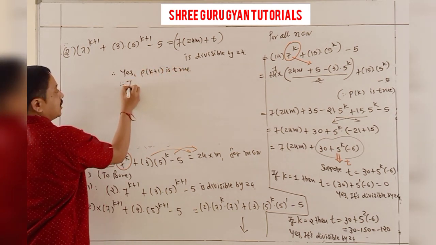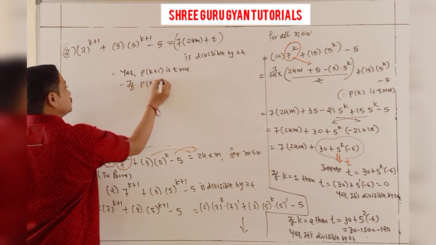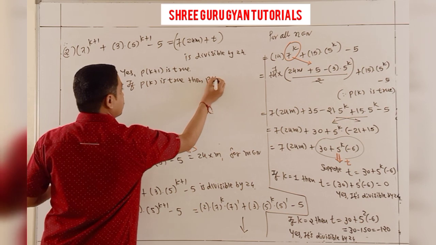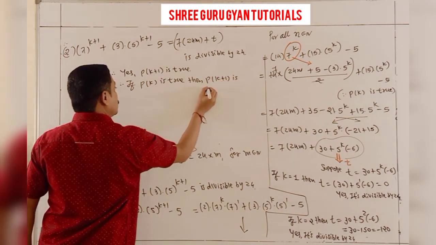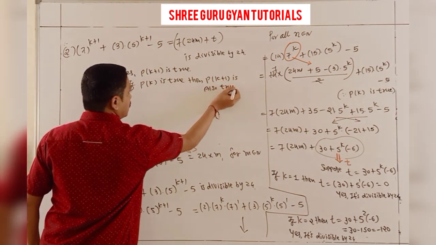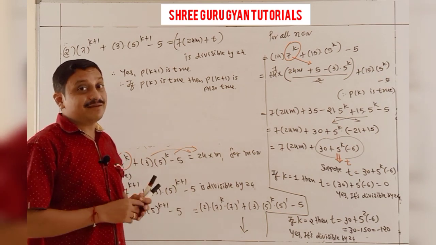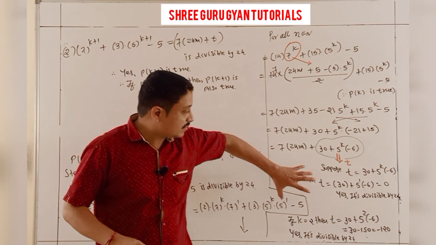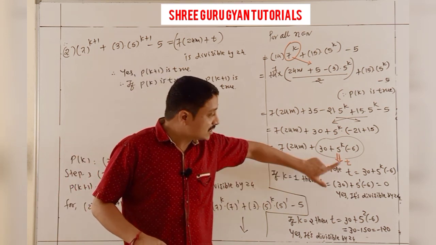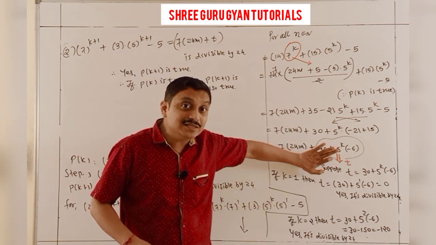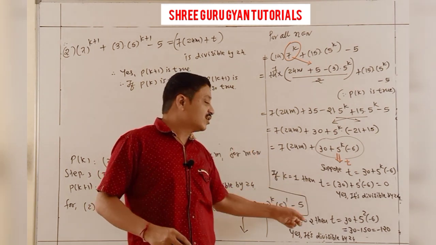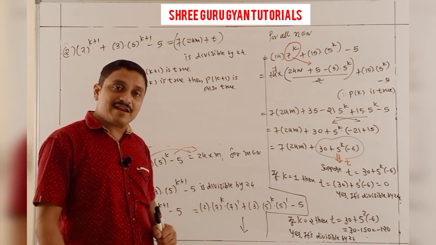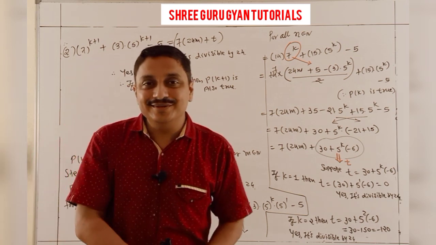And last, write down: if P(k) is true, then P(k plus 1) is also true. And lastly, by the principle of mathematical induction, P(n) is true for every n belonging to the natural numbers. Students, this step is necessary because I just proved this P value is a multiple of 24, taking only k as 1 and 2. For all others the natural numbers are already covered there. Yes students, now I am going to the next example.